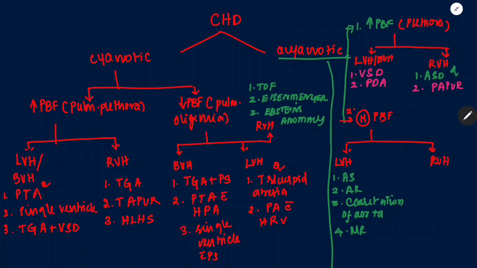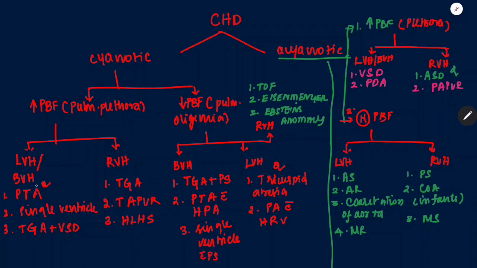In all of these, we know that AS, AR and MR can be acquired also. Then coarctation of aorta is there. Okay, next, the conditions with RVH: we have pulmonary stenosis, and we have coarctation of aorta here also. If the coarctation of aorta is occurring in infants, it is mostly going to have right ventricular hypertrophy, and at last we have mitral stenosis. So all these should be borne in mind.